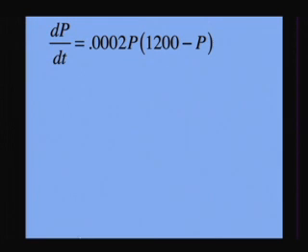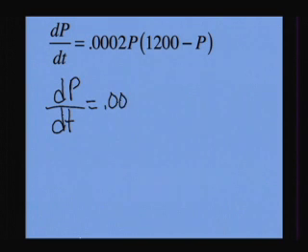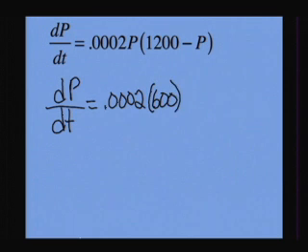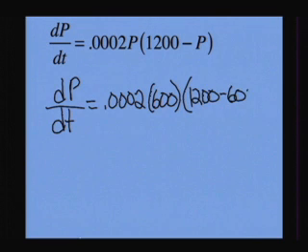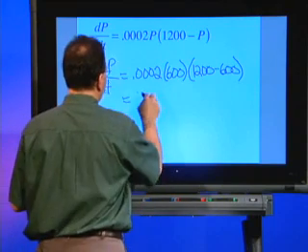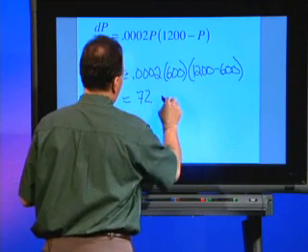So therefore, we take this equation and we plug in those numbers so that we have dP/dt equals 0.0002 times 600 times 1200 minus 600. When you work all of that out, it works out to 72.